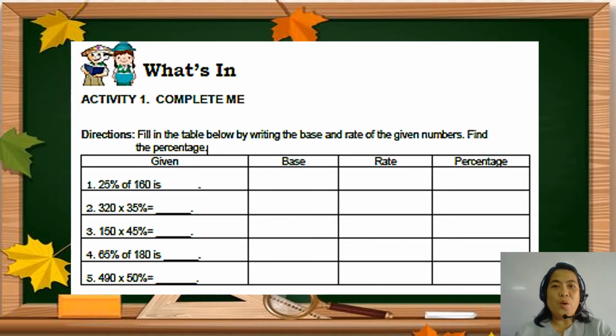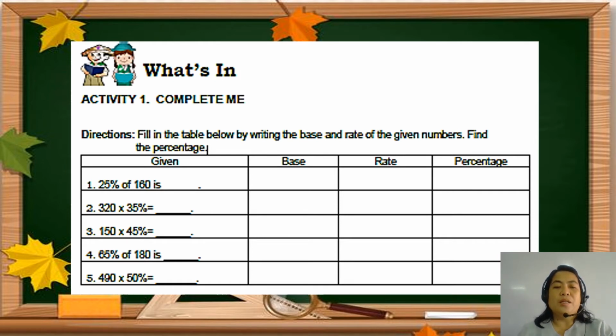Okay, let's go now. What's in Activity 1? Complete me. Directions: Fill in the table below by writing the base and rate of the given numbers. Find the percentage. Remember, the base always follows the word of, and the rate is a number with a percent sign. To find the percentage, you will multiply the base and the rate, but change first the rate to decimal form by moving 2 places to the left.